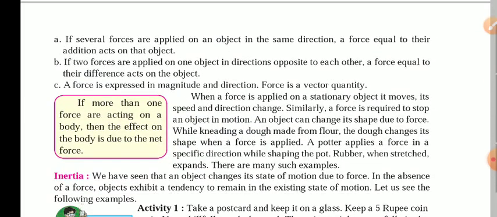Further, in this section, they have given that if more than one force is acting on a body, then the effect on the body is due to the net force. Net force means the overall of all the forces working on the particular object, and the net of that decides the direction of the object. If all the forces are balanced, then it will be in a stationary state. If they are not balanced, then the object will come into motion.